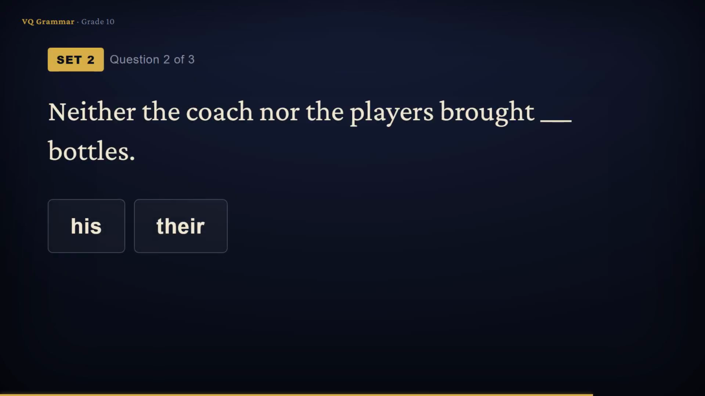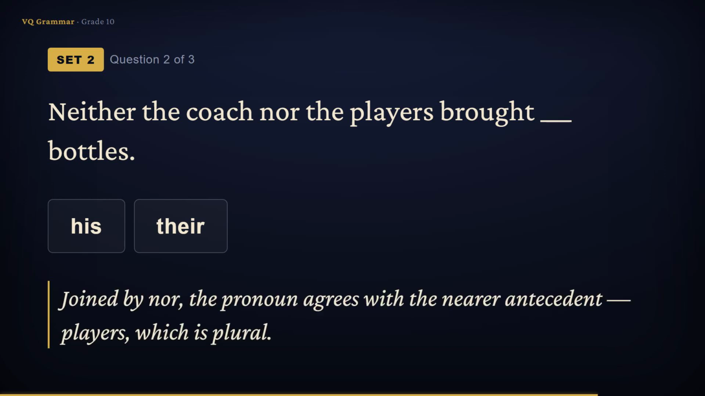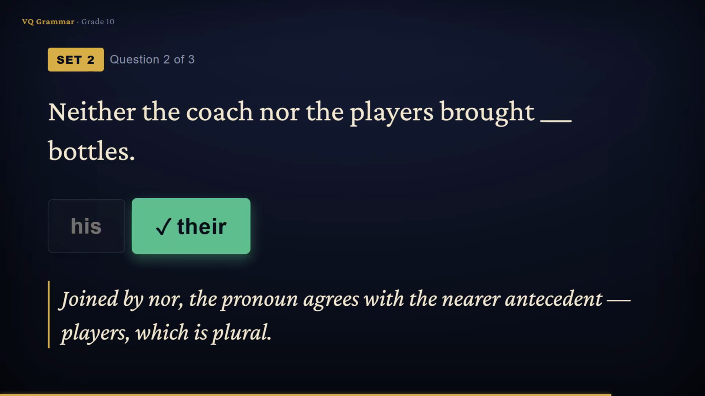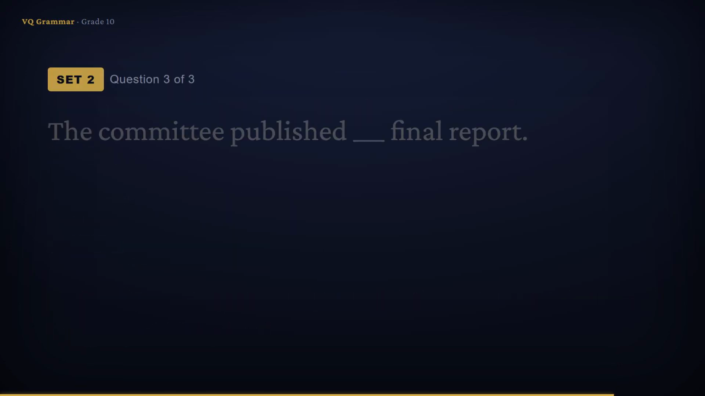Neither the coach nor the players brought blank bottles. This one is joined by nor, so nothing adds up. Slide your eye to the nearer antecedent, the one sitting closest to the pronoun. That is players, and players is plural, so we choose the plural pronoun.